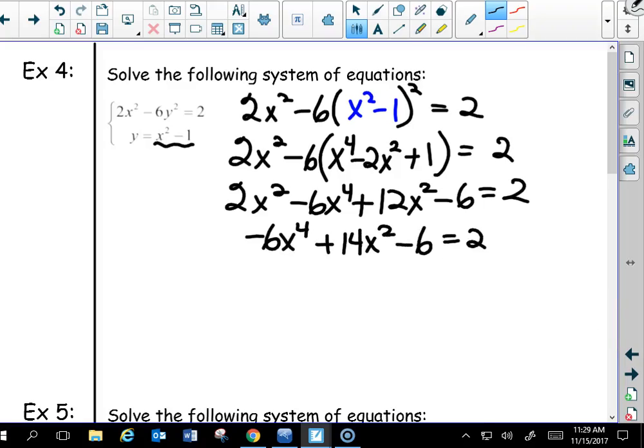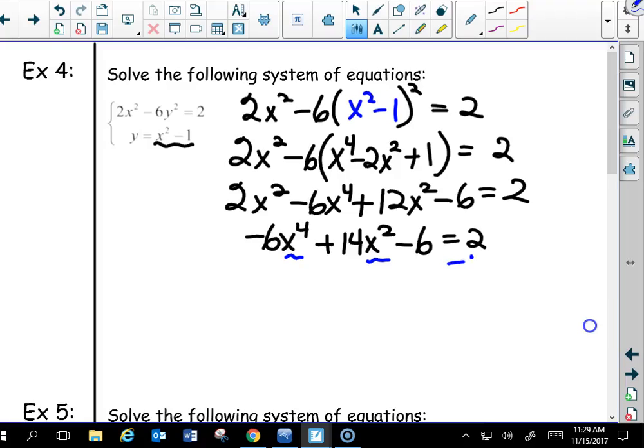Look, because I have an x to the fourth and an x squared, I can try to factor this like a quadratic in x squared. Well, first of all, I've got to do a couple of things.